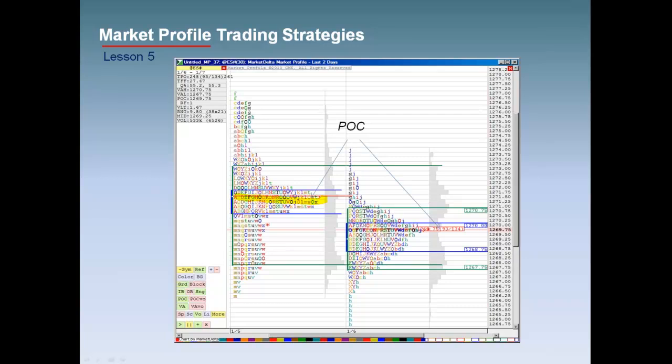And so we have two POCs here, and the one on the left actually has more prints, so it would be identified as a more potent POC, but the other one is really not that far behind it. So what this is telling me is this is an area where prices were accepted. And you notice also there's not that much of a gap between the two of them. All right.